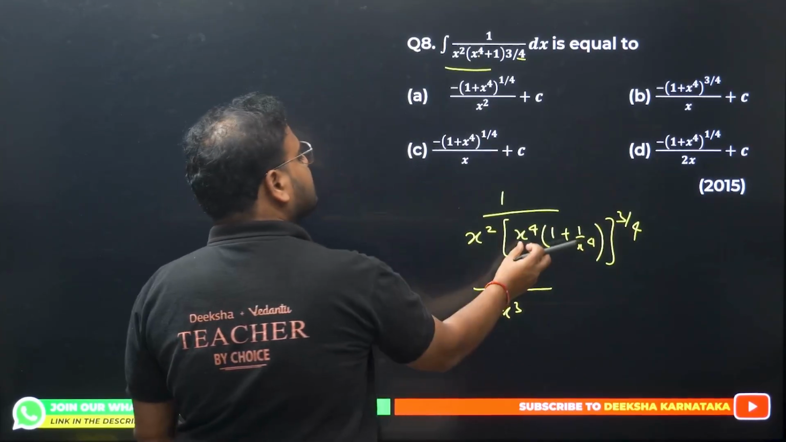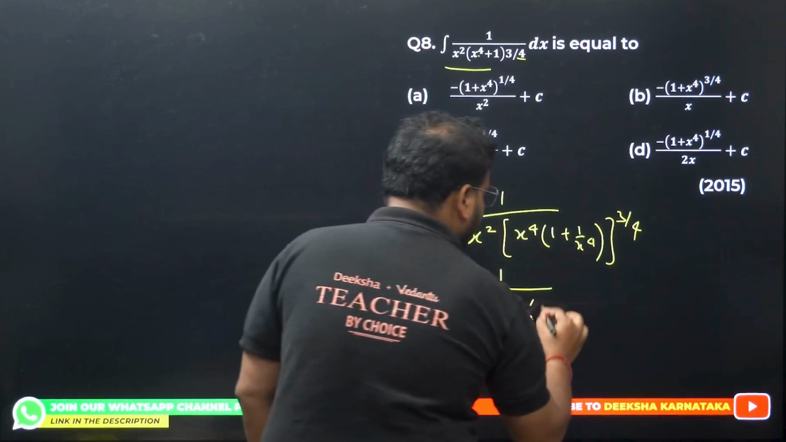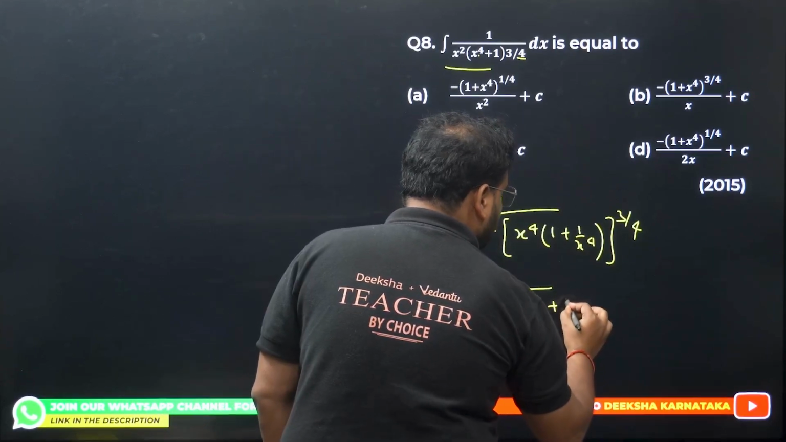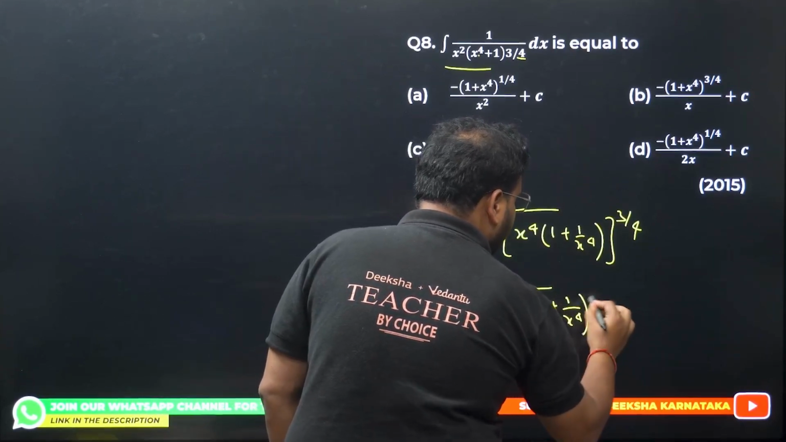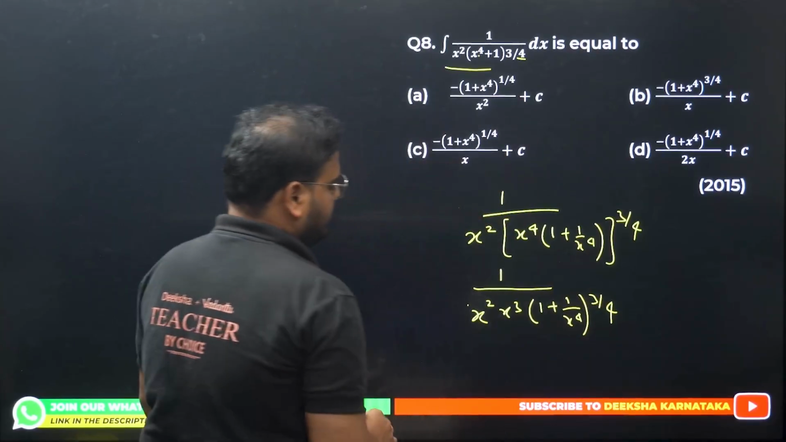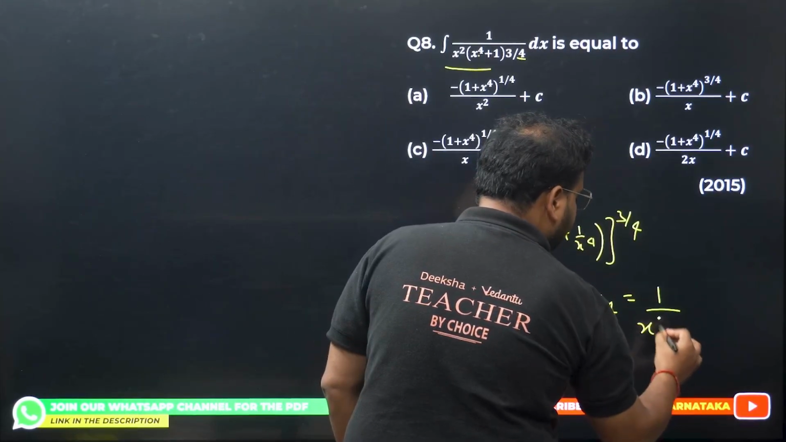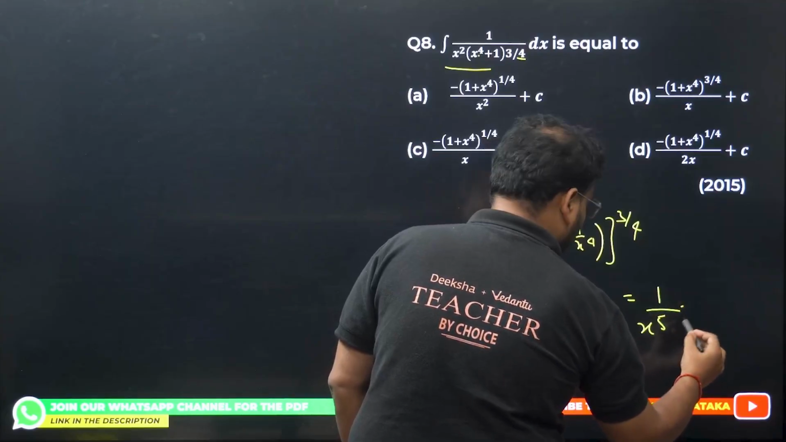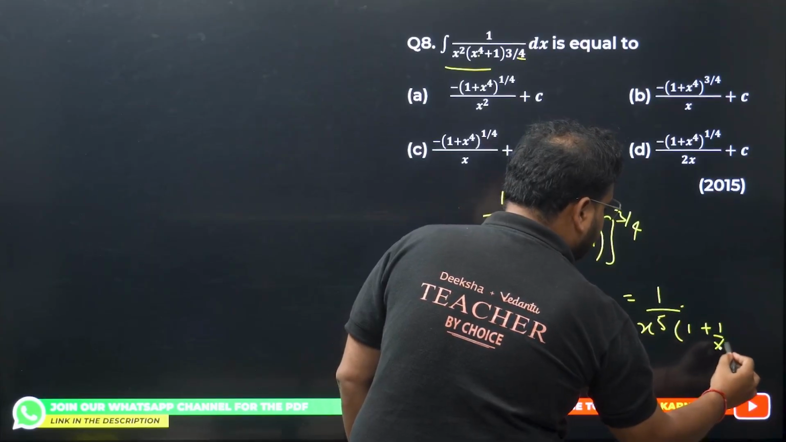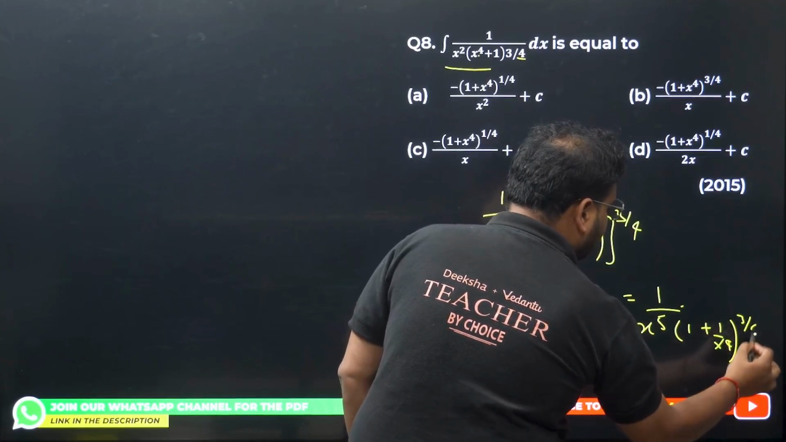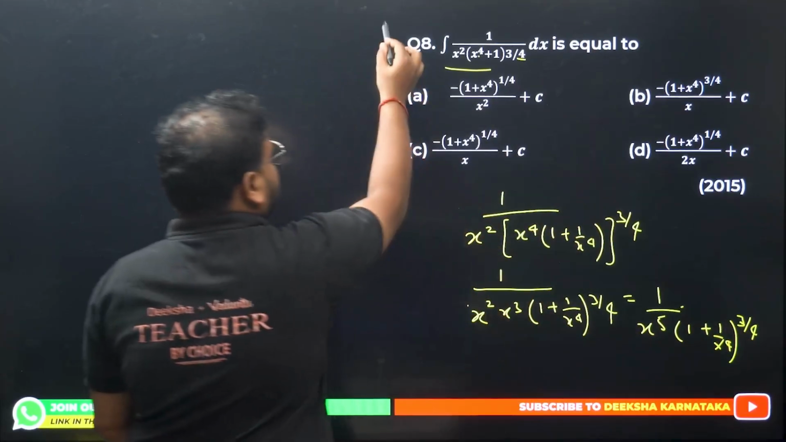So you get x square x cube. Correct? No, I'm taking this outside. It will become x square x cube, and I have 1 plus 1 upon x power 4, to the power 3 by 4. Okay? This is nothing but 1 upon x power 5, and we have 1 plus 1 upon x power 4 to the power 3 by 4. Next step is what? Substitution.